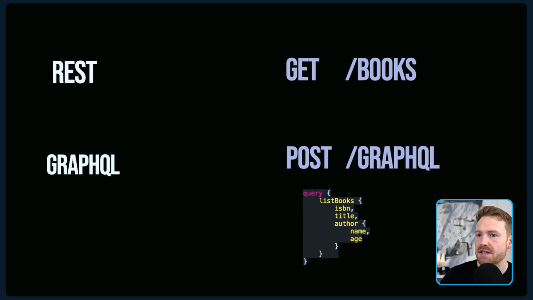So in REST, if you wanted to get all of the books, give me all of the books that you have available, you might do a call to GET, the HTTP verb, /books to get a list of books, typically returned in JSON. In GraphQL, it's a little bit different.